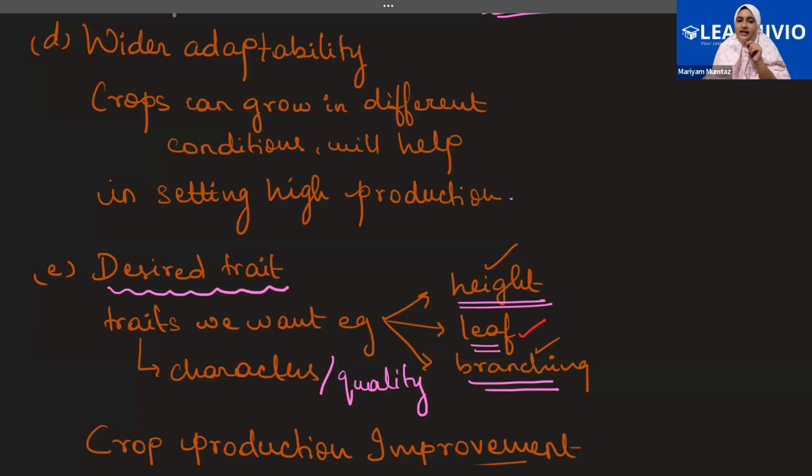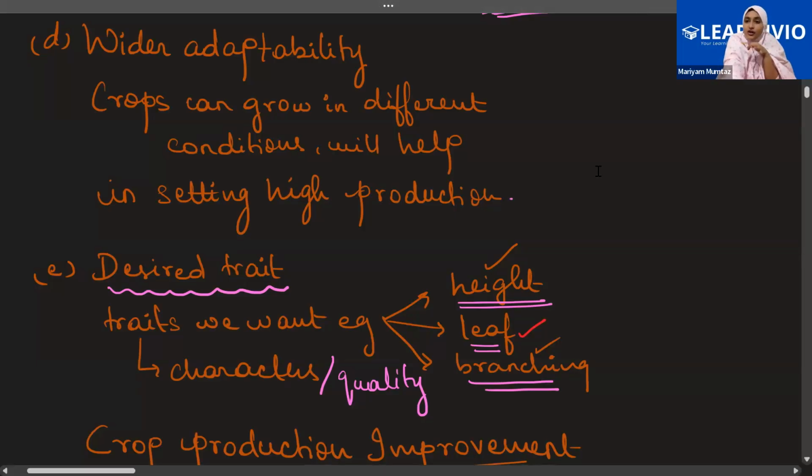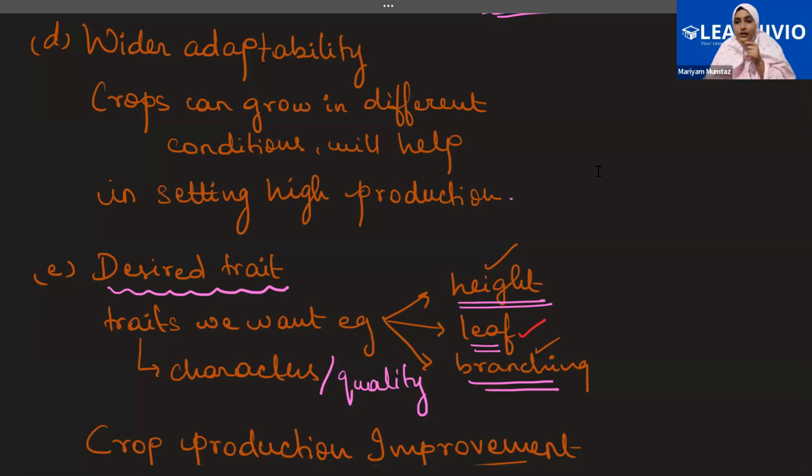So this will help in getting high production, meaning if we can take the crop and make it grow in different areas, that will be very beneficial to us. This is a very great practice if it becomes successful.